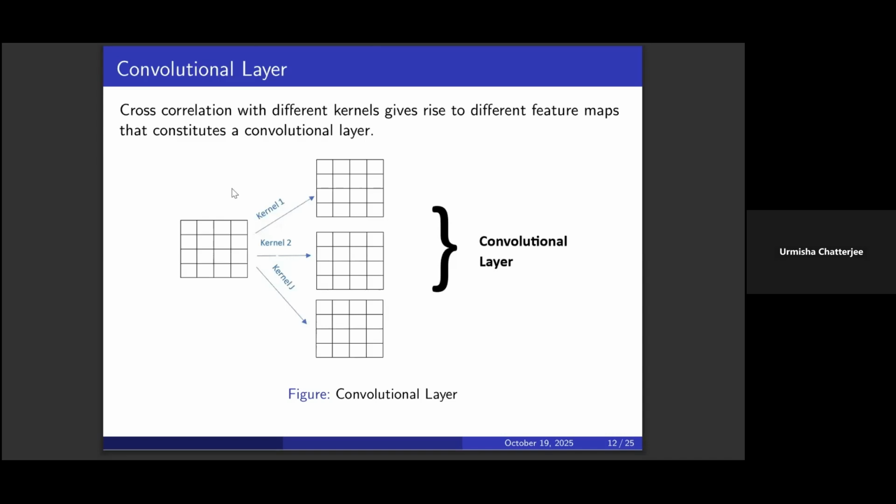So convolutional layer is nothing but cross correlation operation of the input image with a number of kernels. The cross correlation operation with each kernel gives rise to one hidden representation, that is one feature map. So whenever you are doing it with a number of kernels, it captures a number of feature maps, and that together constitutes a convolutional layer.